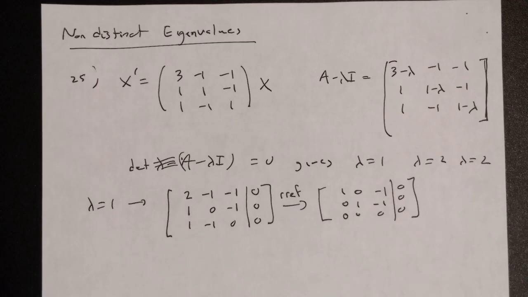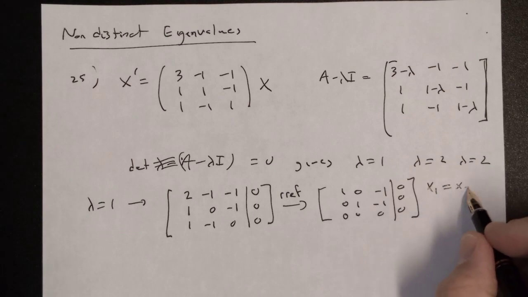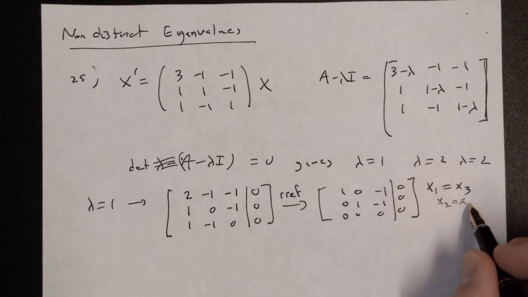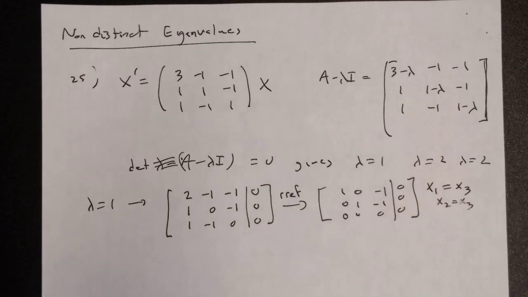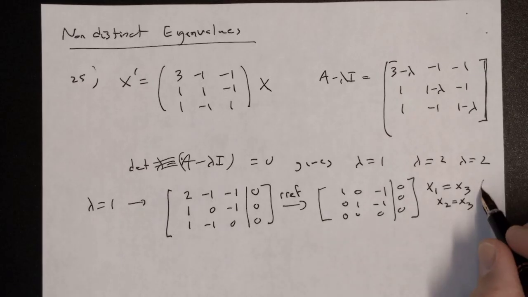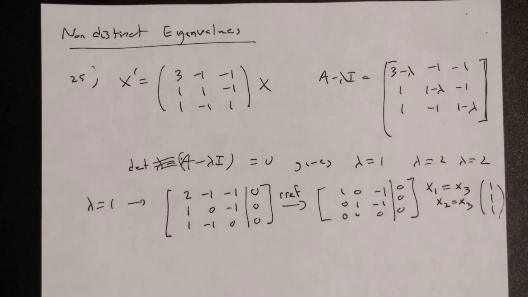Okay, give me equations. What equations go with those non-zero rows in our matrix? x1 equals x3, then x2 also equals x3. So a vector that works is just going to depend on what I pick for x3, right? So if I let x3 be 1, then I would get 1, 1, 1. There's the eigenvector that goes with 1.